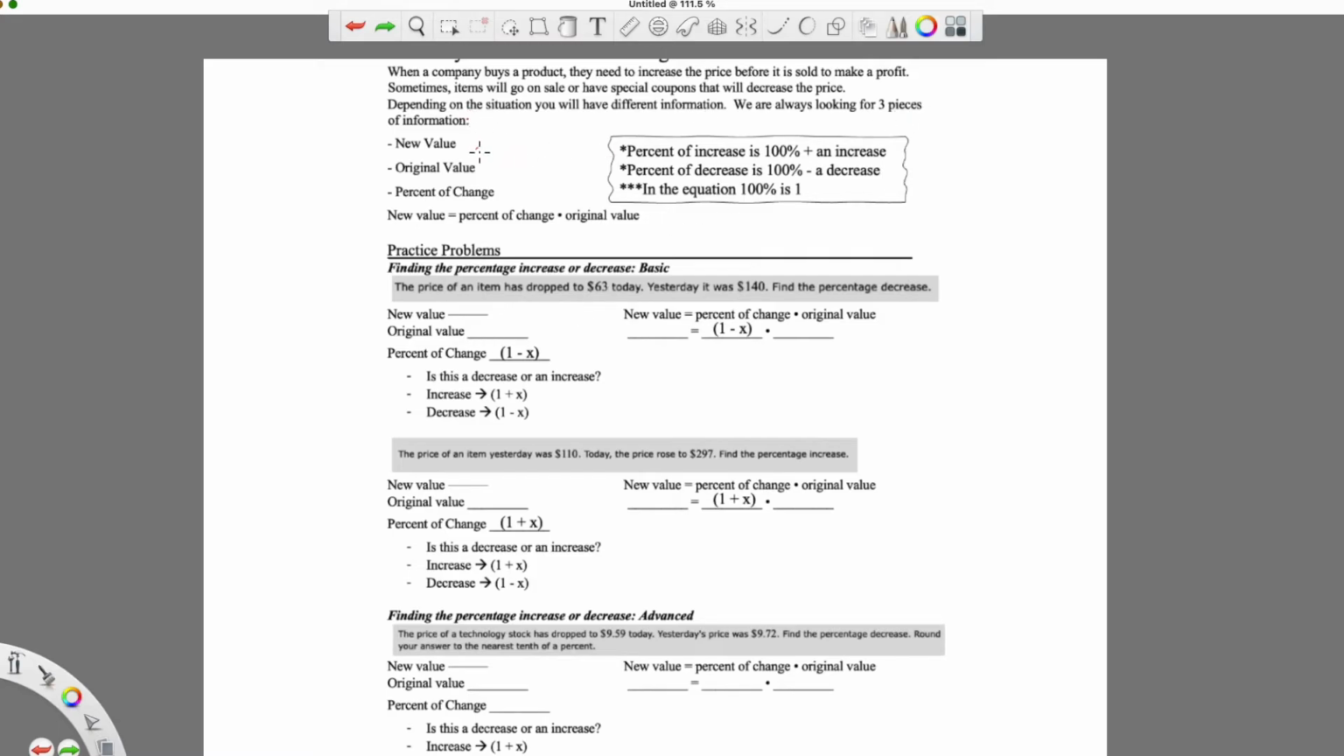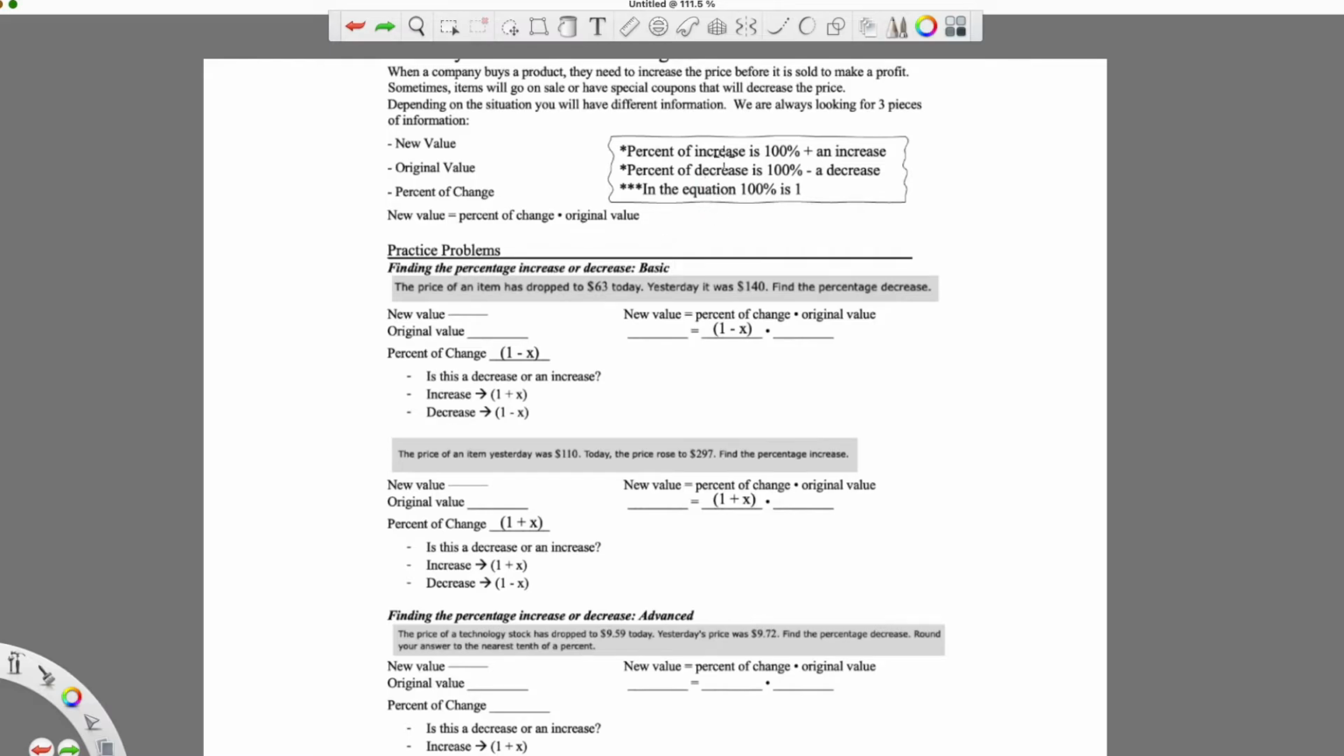The new price. So what is it after either the increase or the decrease? What's our new price? What was the original price? And then the percent of change. So how much did it actually change by? And the little equation that we're going to do is new price equals the percent of change times the original value. So that's why we're looking for those three pieces. We need that for our little formula here.